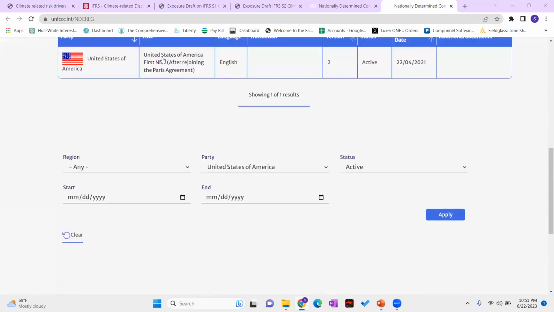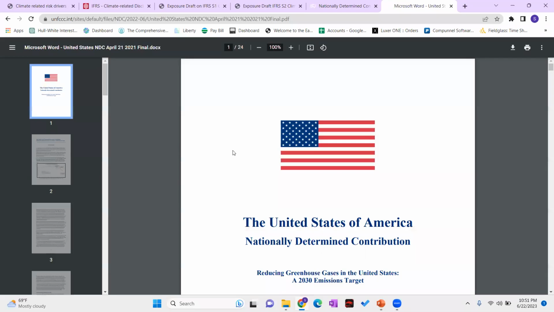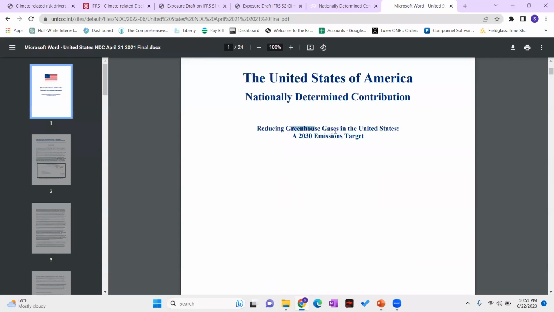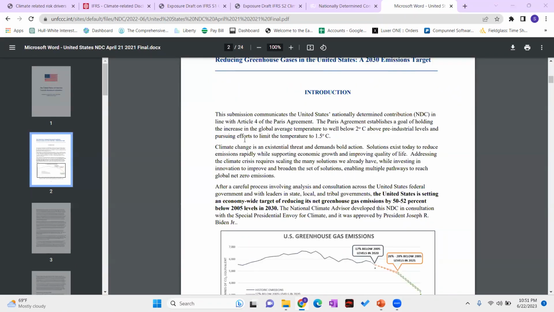Okay. United States of America, first NDC after rejoining the Paris Agreement. Reducing greenhouse gases, United States 2030 emission target. So this is the claim. The United States is setting an economy-wide target of reducing its net greenhouse gas emission by 50 to 52% below 2005 levels. So whatever the emission rate was in 2005, by 2030, they want to reduce 50% of that. That's a very ambitious goal.